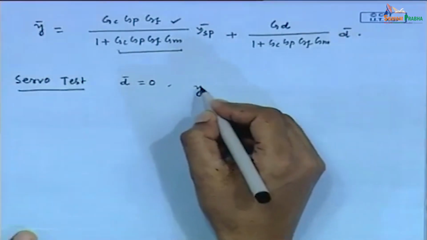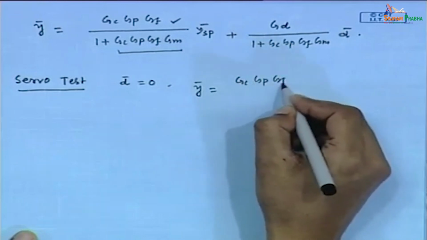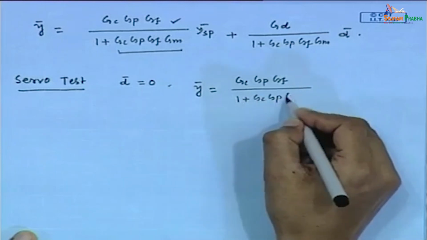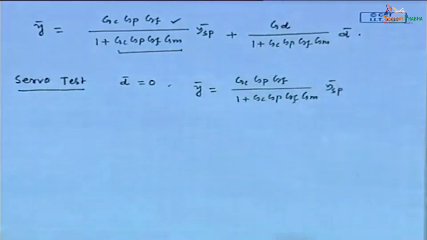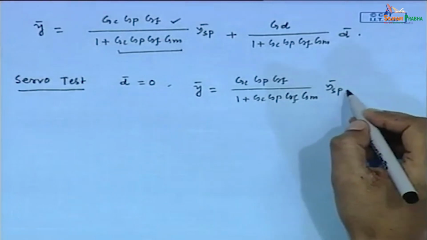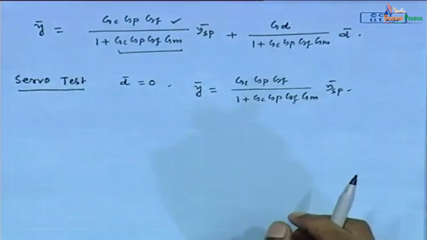So, the closed loop transfer function for the servo problem becomes GC GP GF divided by 1 plus GC GP GF GM, times y set point. This is the closed loop transfer function for the servo problem. Now, introducing a step change, maybe a sinusoidal change, in y set point, and by taking the inverse Laplace transform, we can know the transient response y(t). Fine. In that way, we can test the controller.